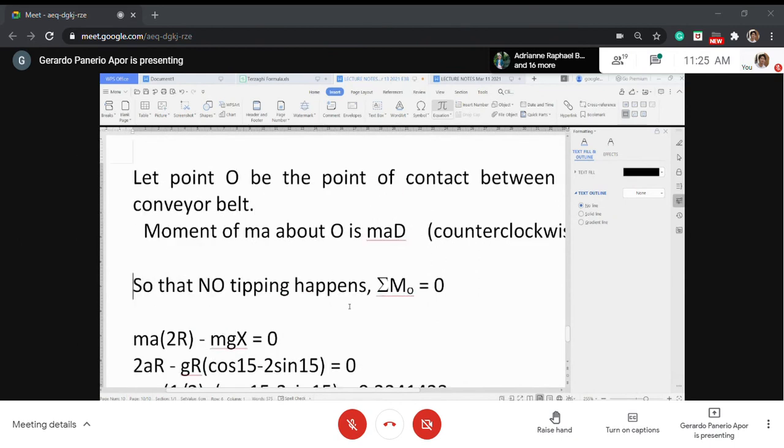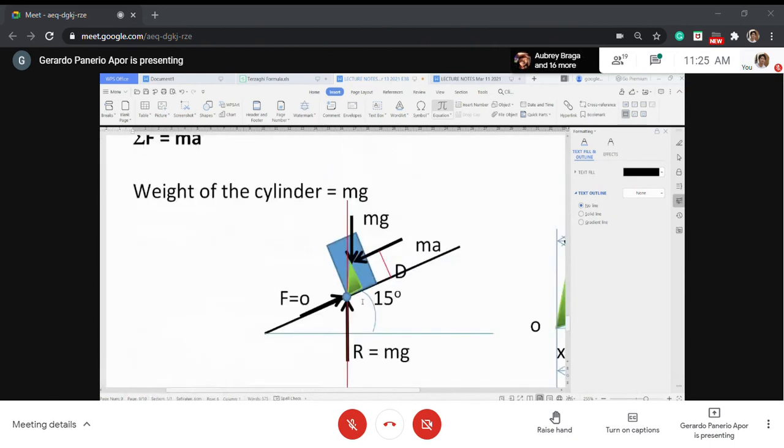So that means that from this diagram, you have the mass times acceleration. The right line of action actually is not passing through O, but it has a height of 2R. So rotating about O in a counterclockwise manner.